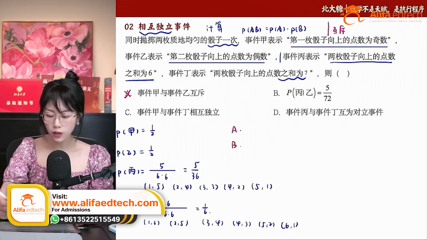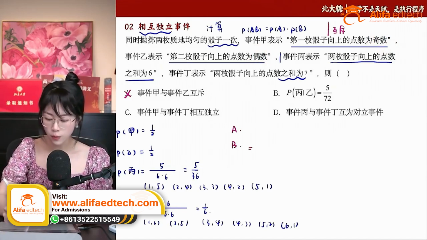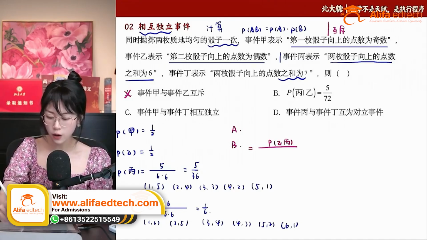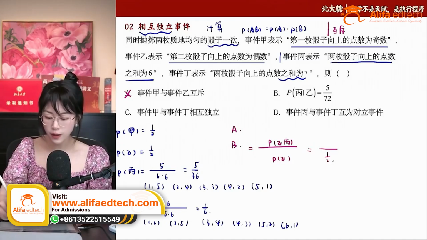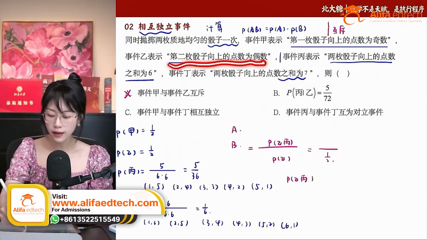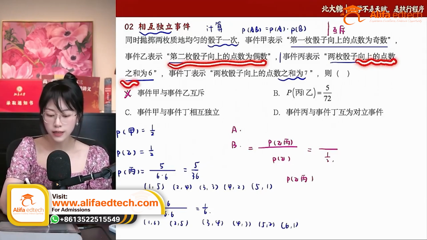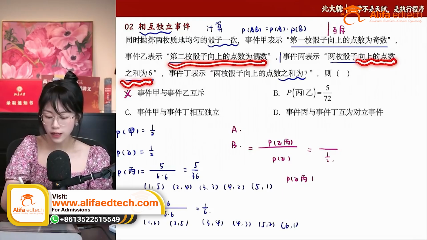Now let's look at option B. It says that PCB is a conditional probability, so we must write it as, let's rearrange it. On top is P(B and C), and on the bottom is PB. Let's see, our PB is 1/2, and as for P(B and C), we definitely need to calculate it. That is, the probability that B and C happen at the same time. Event B is that the second die shows an even number, and event C is that the sum of the two dice is 6. So let's directly look for this within event C.